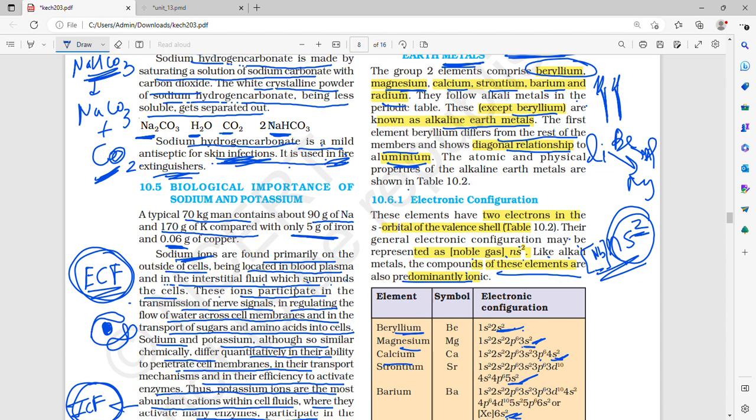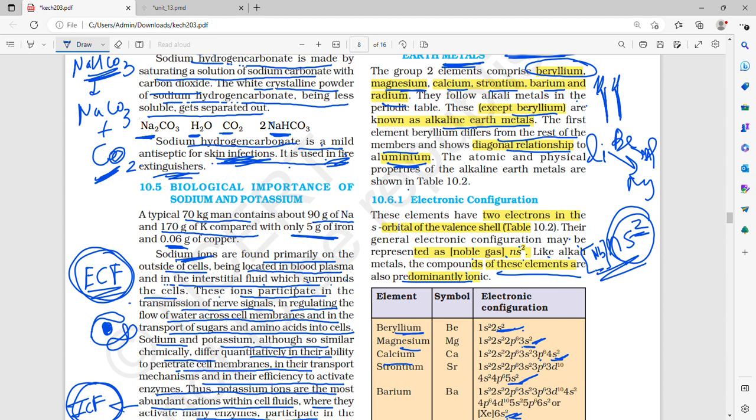How is sodium hydrogen carbonate made? Sodium hydrogen carbonate is made by saturating a solution of sodium carbonate, Na2CO3, with carbon dioxide. And the white crystalline powder of sodium hydrogen carbonate, being less soluble, gets separated out. By the Solvay process also you can directly get sodium hydrogen carbonate, like Na2CO3 with H2O and CO2 you will get it.